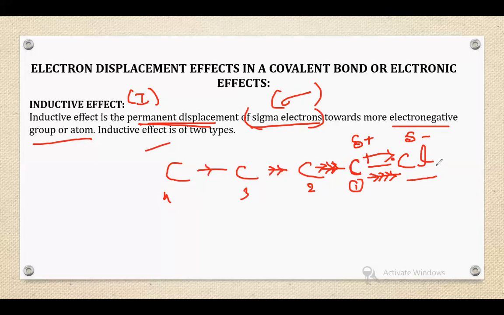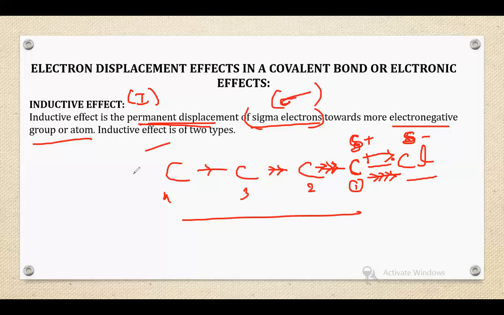So what this indicates is that if a group is more electronegative than the carbon, and it attracts the shared pair of electrons towards itself, then carbon will have the positive charge and the other group will have the negative charge. This is what they are saying.